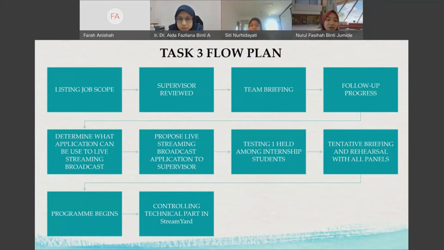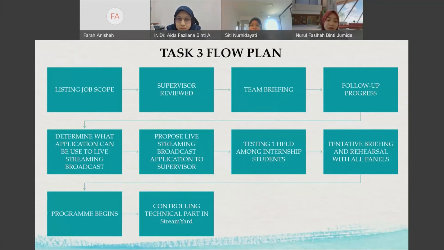And then I determined which application would be used to live broadcast, and I proposed a live streaming broadcast application to my supervisor. After that, the supervisor asked me to do a test with the internship group, and also a tentative briefing and rehearsal with all the panels.